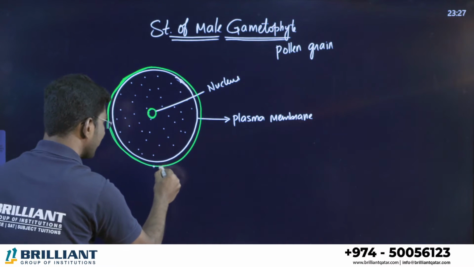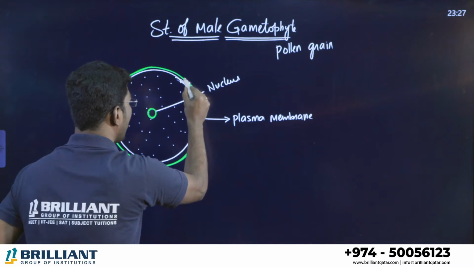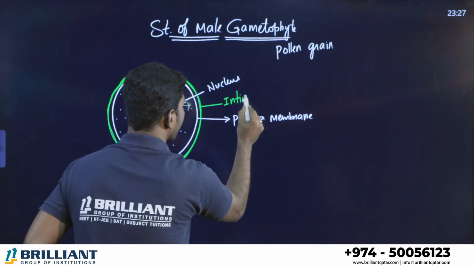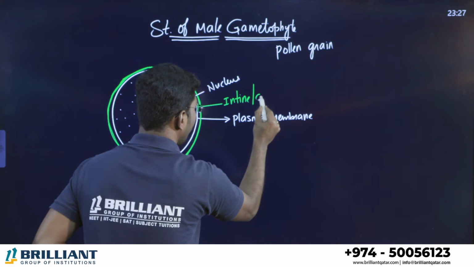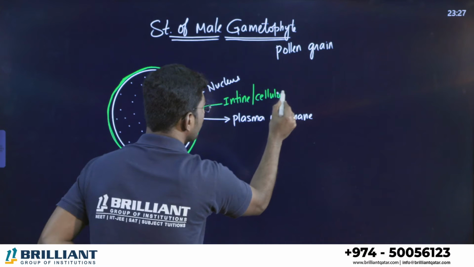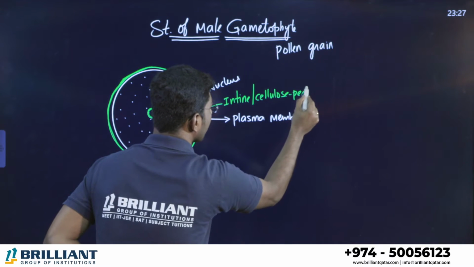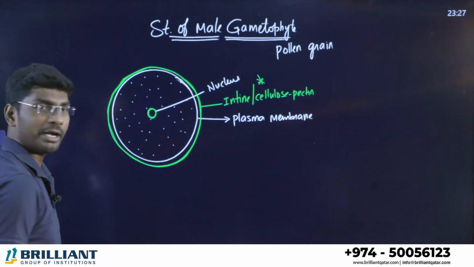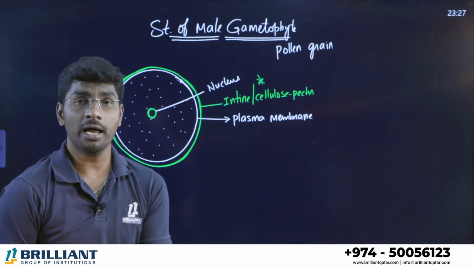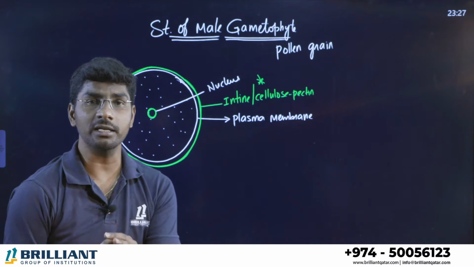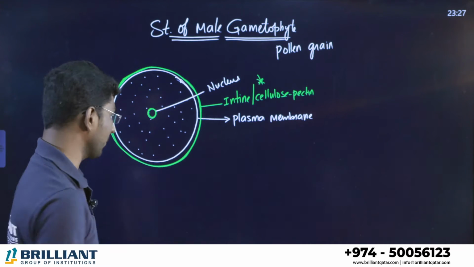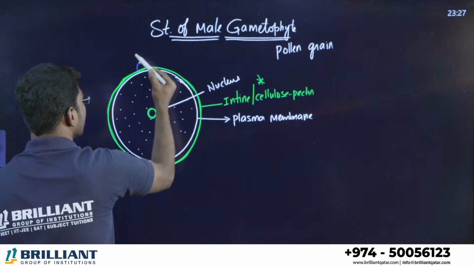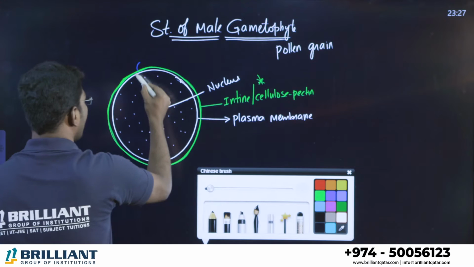Students, sometimes in the examination they may ask you to arrange the layers from out to in. So this membrane I can write as intine. Intine is made up of cellulose and pectin. Okay, cellulose and pectin. This is important for the MCQ. Fine. Outside of intine there is one more important layer. The layer is called exine. The layer which is outside of this intine is known as exine.